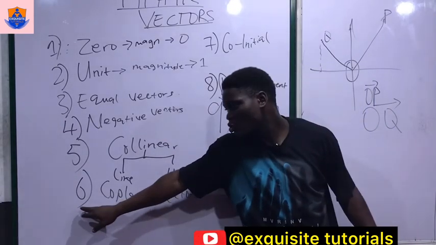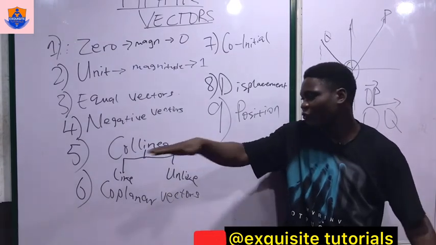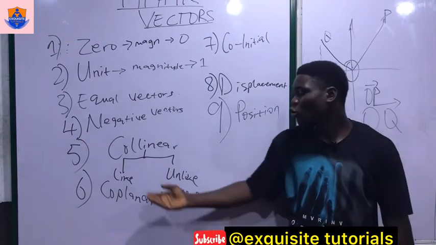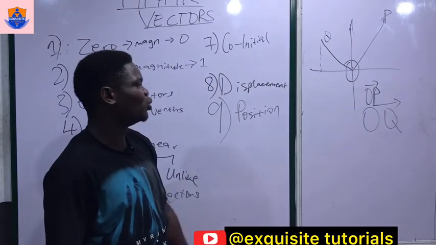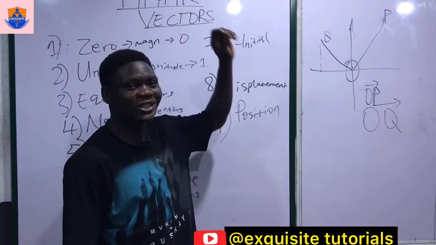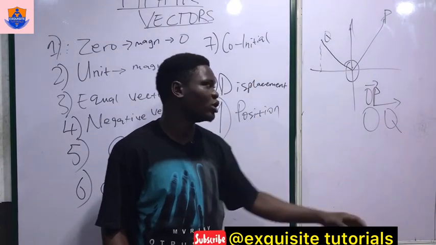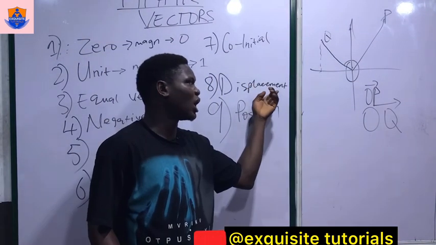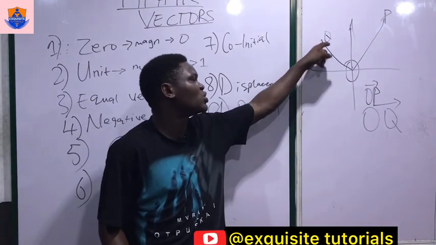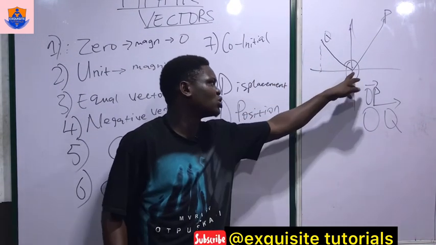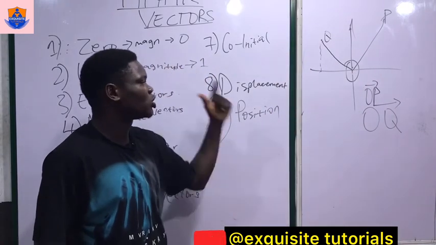Now, if three or more vectors are lying on the same surface or plane, they are called coplanar vectors. If they are starting from the same point, they are called co-initial vectors. And if we are considering the starting point to the ending point of a certain vector, it is known as displacement vector. And if you are considering the position of a certain point with respect to a reference point called the origin, they are called position vector.